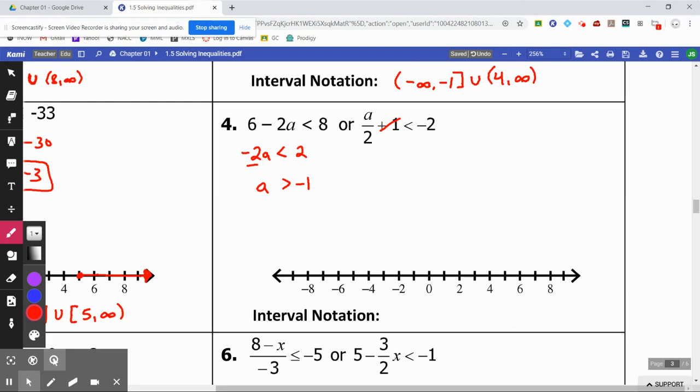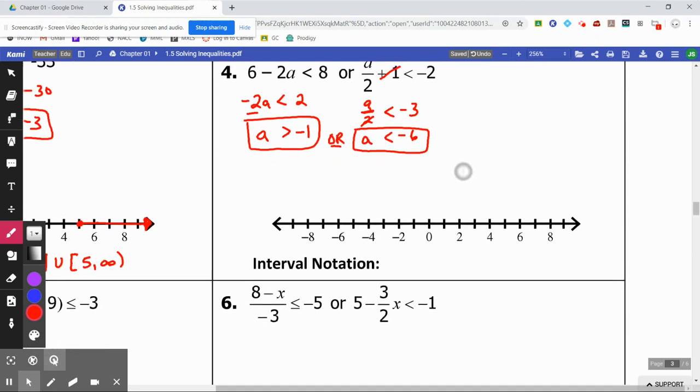The other one, to get rid of plus 1, you're going to minus 1. You now have a over 2 is less than negative 3. To get rid of 2, since it's division, we're going to multiply and you get a is less than negative 6. You did not multiply by a negative, so therefore do not flip your symbol. So there's your two statements.